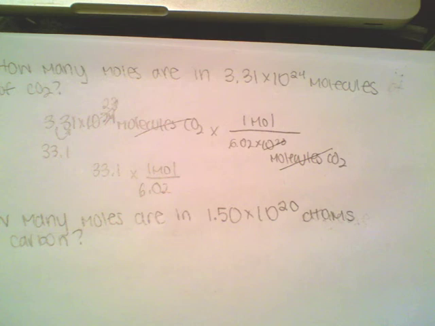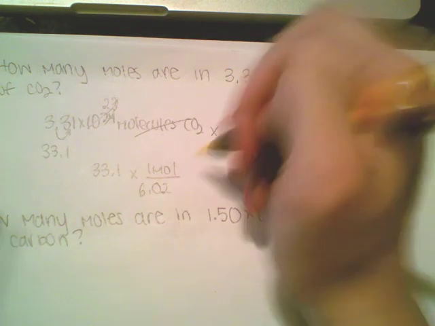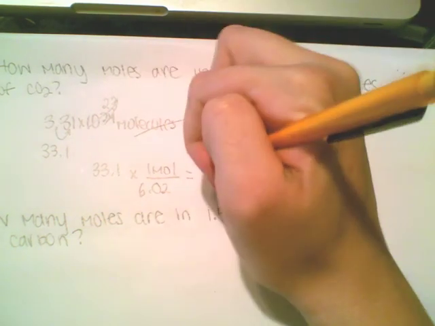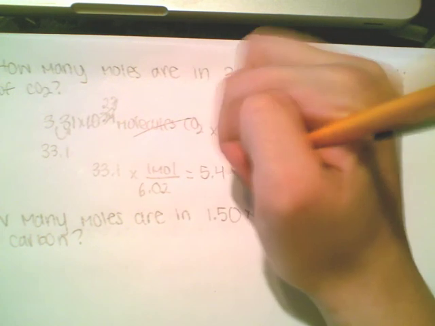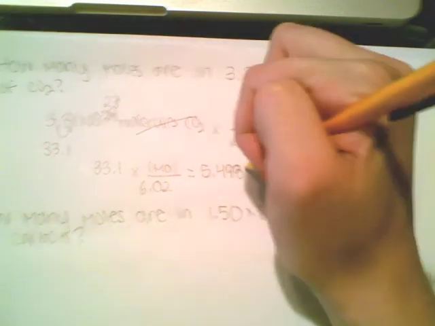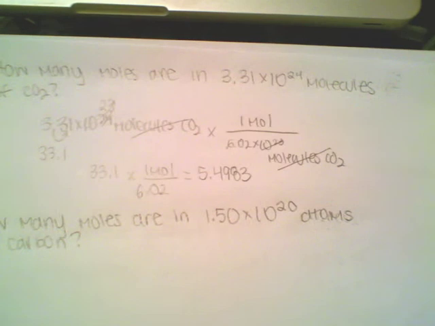Okay, so 33.1 divided by 6.02, and I get 5.4983. Okay, I'll stop there.